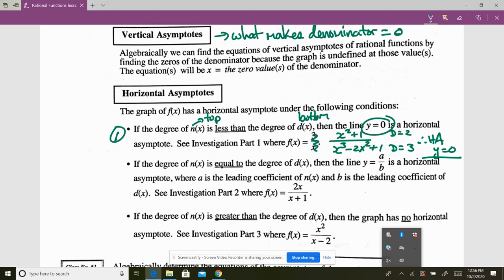Number 2, if the degree of the numerator and the denominator are equal, then you look at the leading coefficients. So the degree of the top here is 1. The degree of the bottom is 1. So then you look at the leading coefficients. And your horizontal asymptote is 2 over 1, which is just 2. Okay? It's just the ratio of the leading coefficients. That's it.